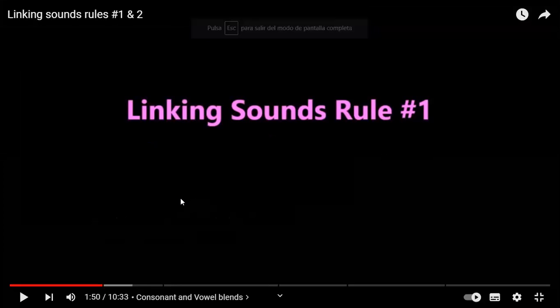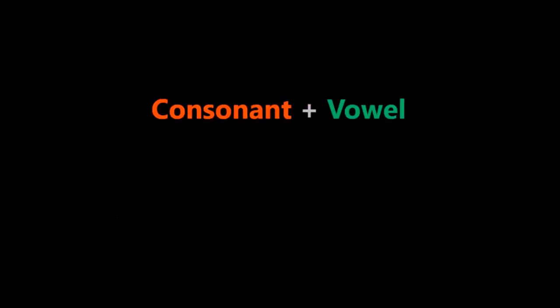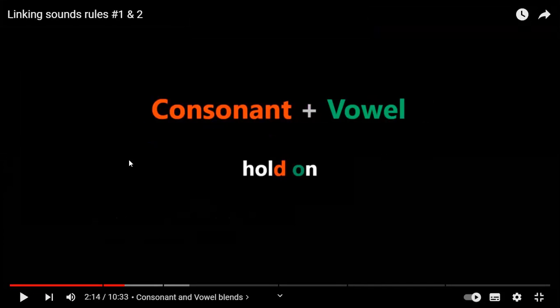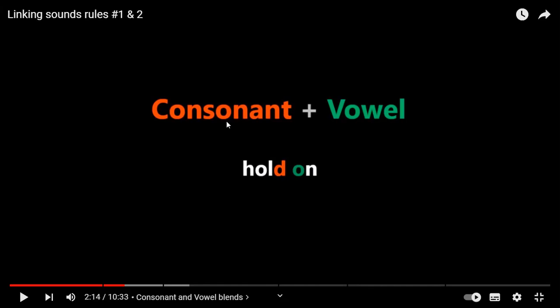Okay, linking sounds, rules number one and number two. The first rule is consonant and vowel blends. When a word ends with a consonant and the next word starts with a vowel, the sound can be blended. So the first rule is about having a word that ends in a consonant.